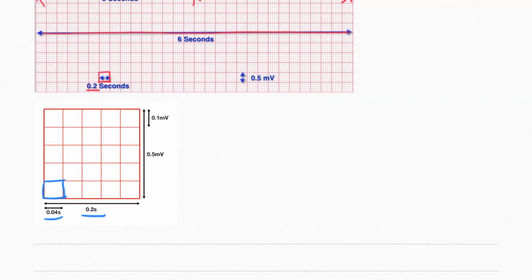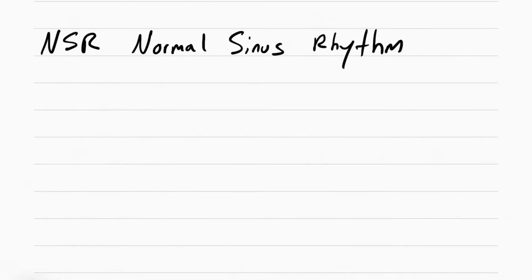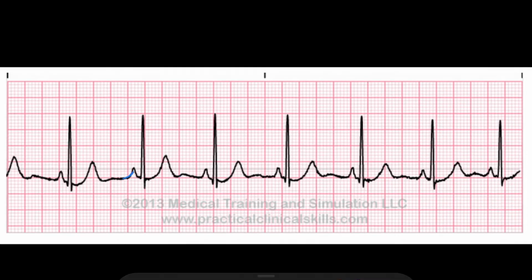Alright, so the first rhythm we're going to talk about is called normal sinus rhythm. And when we take a look at the ECG strip, we see that there's a P, a Q, an R, an S, and a T. All the components of a normal ECG. And then it just repeats again, P, Q, R, S, T. We also need to take note that the distance between each QRS, each R to R, is the same.